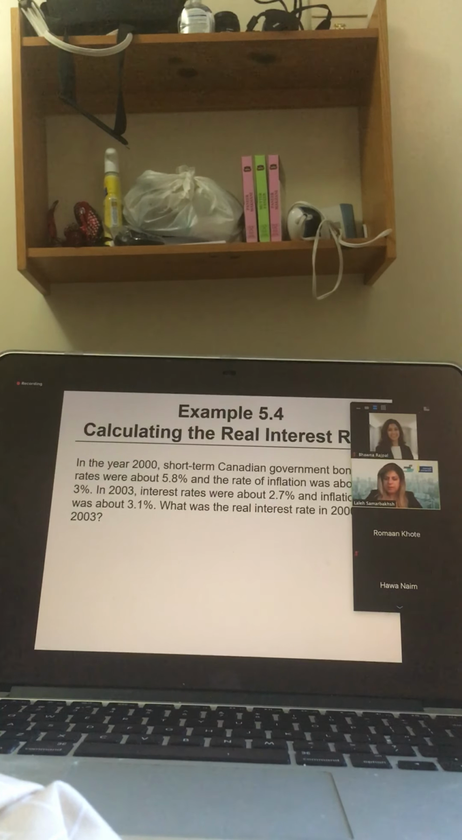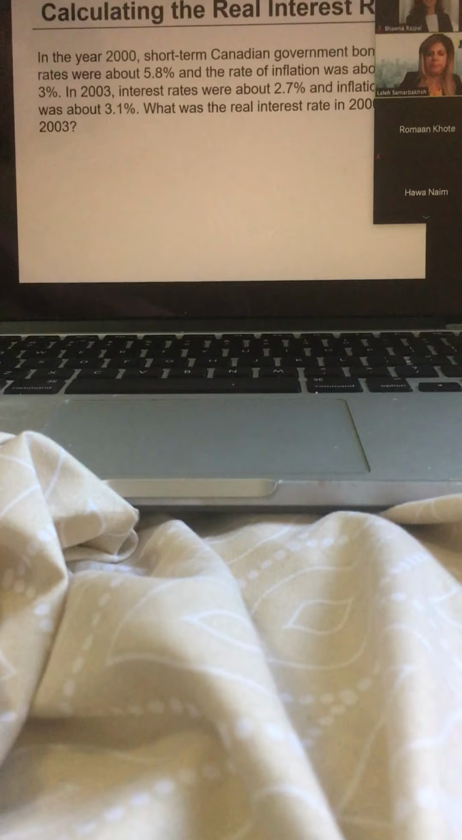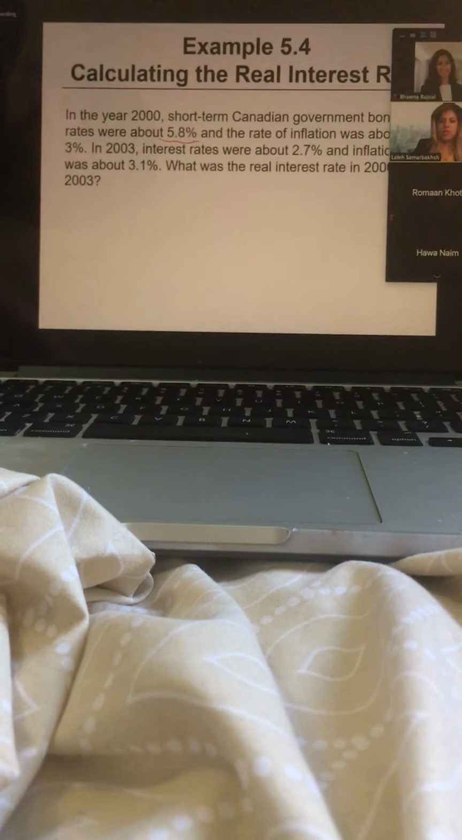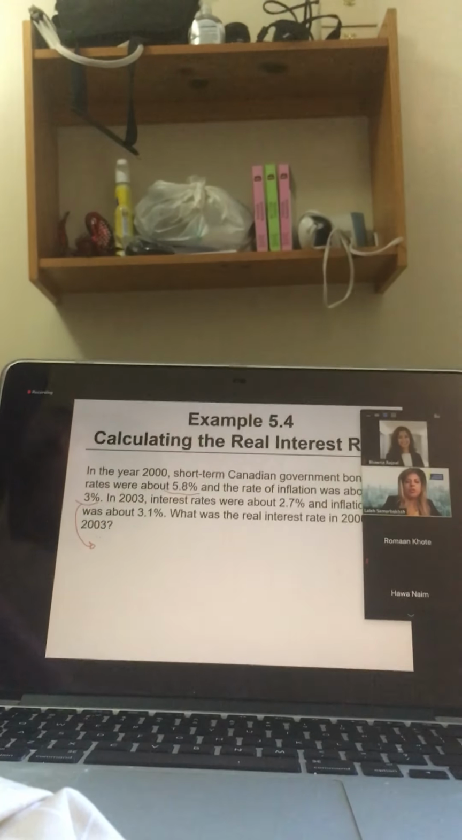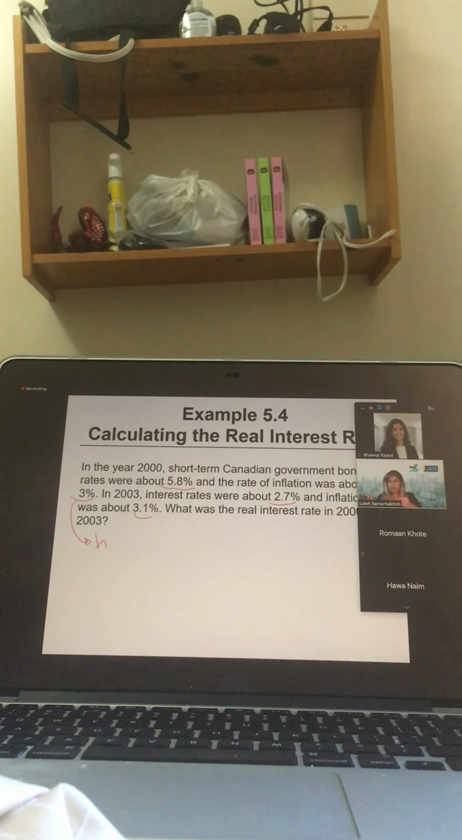In the year 2000, short-term Canadian government bond rates were about 5.8%. The rate of inflation was 3%. Based on our terminology, let's call it H, so this is my inflation. Then 3 years later, interest rates were about 2.7%, and inflation was 3.1%. What was the real interest rate in 2000 and in 2003?